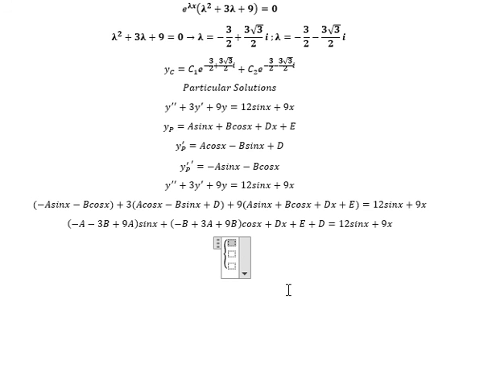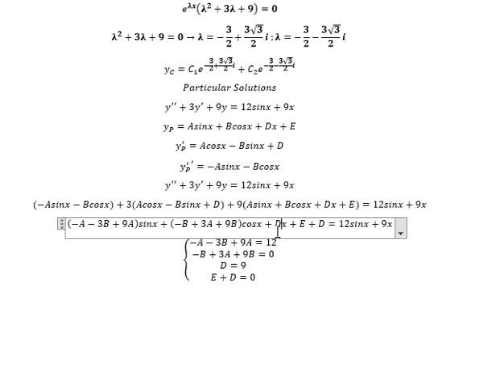So I will put negative A, negative 3b plus 9a equals 12. Negative b plus 3a plus 9b equals 0. The next one, d equals 9. And the last one is e plus d equals 0.